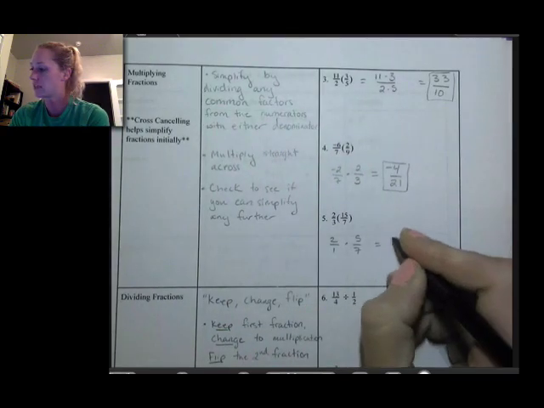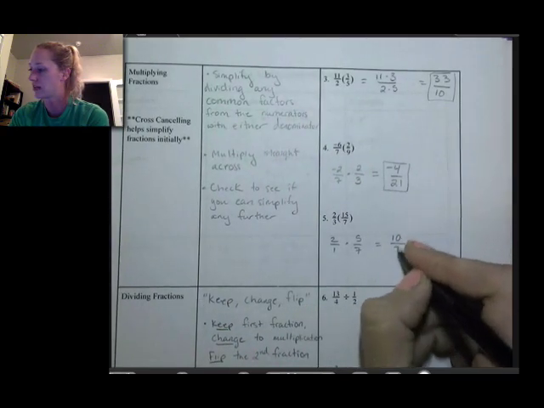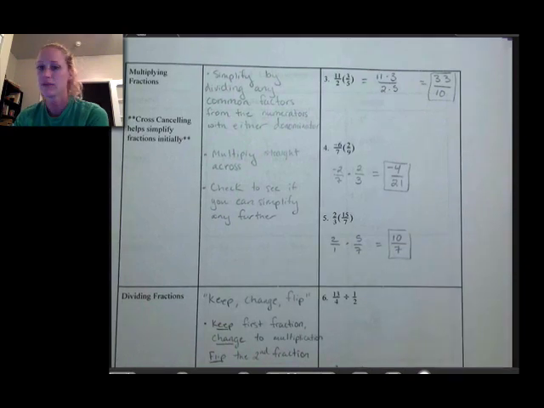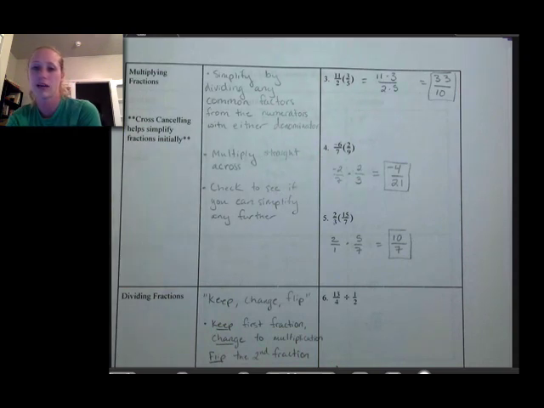2 times 5 is 10. 1 times 7 is 7. And typically, guys, if you simplify as much as you can before you multiply, you won't have to simplify at the end. That kind of saves you a little bit of time.